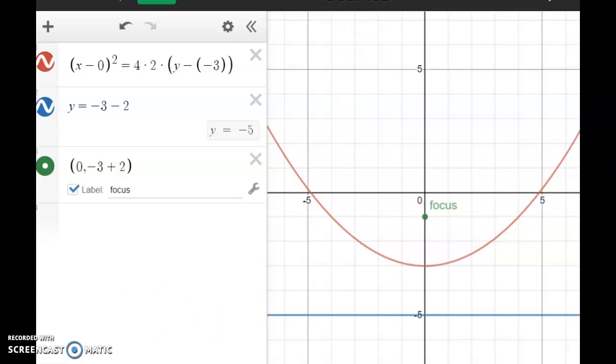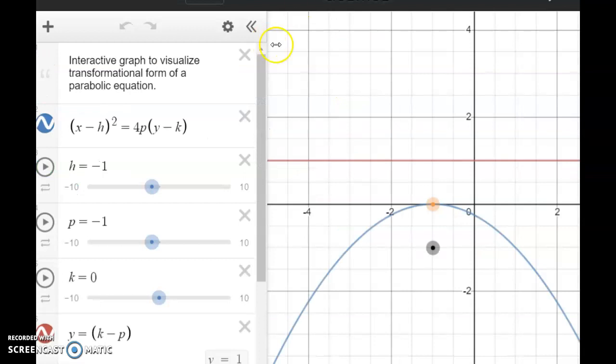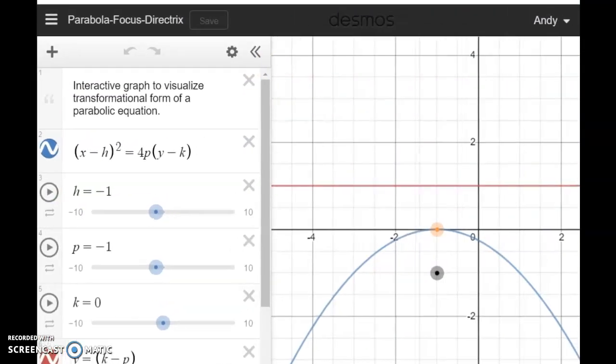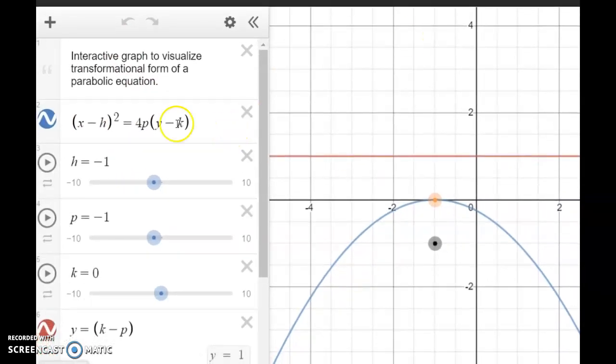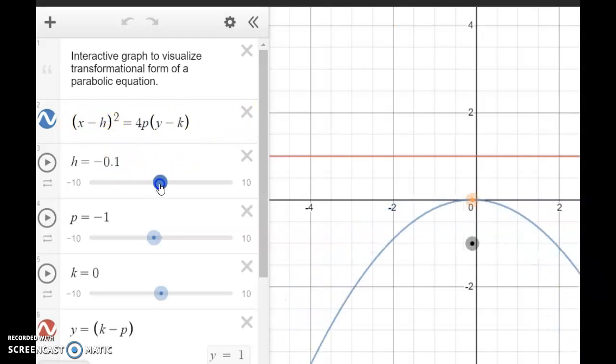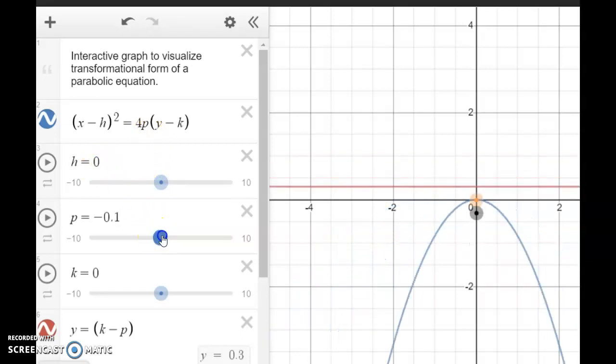All right, and then I found this one here. So I actually Googled Desmos, parabola, focus directrix, something like that, and I came up with this person doing it. So we have the equation over here. Here again is the general equation. And the h in this particular case that I chose was 0, the one from the book. So I'm going to shift that over here, 0. The p is a 2.